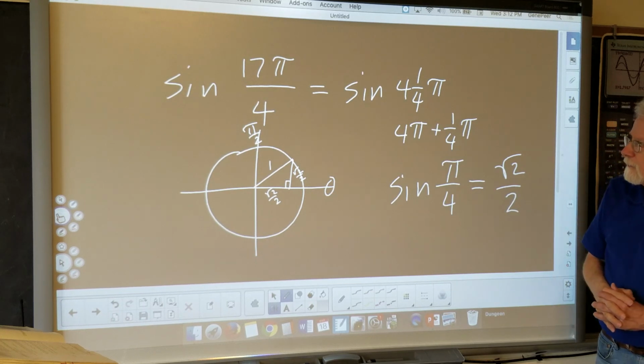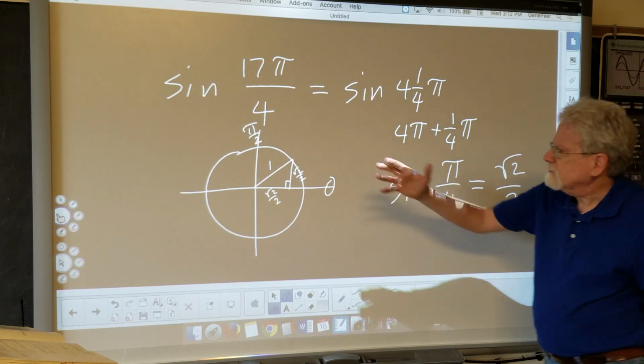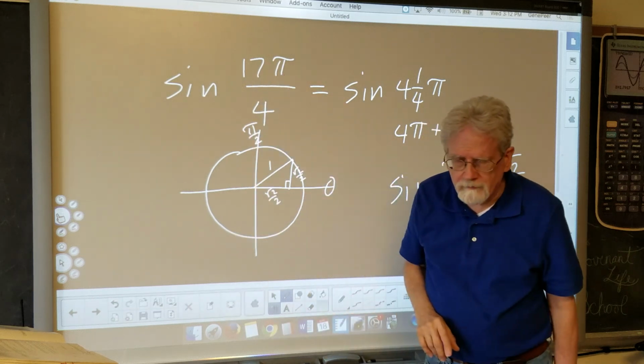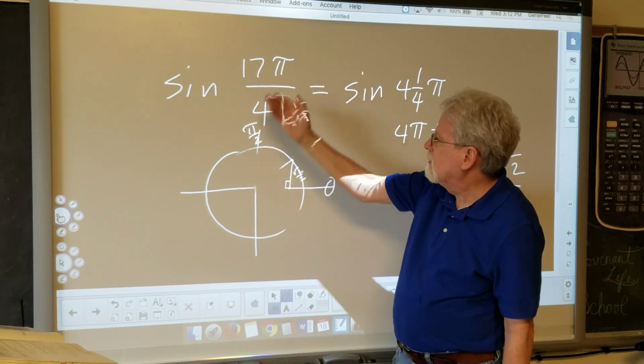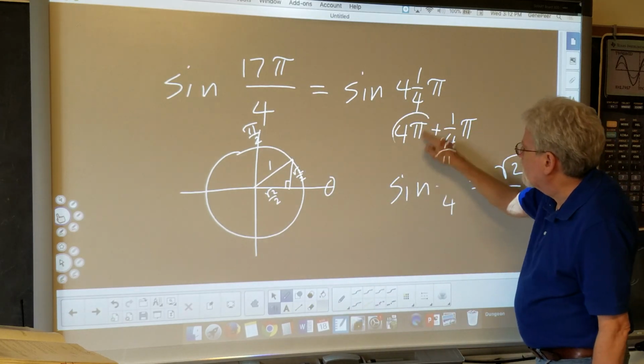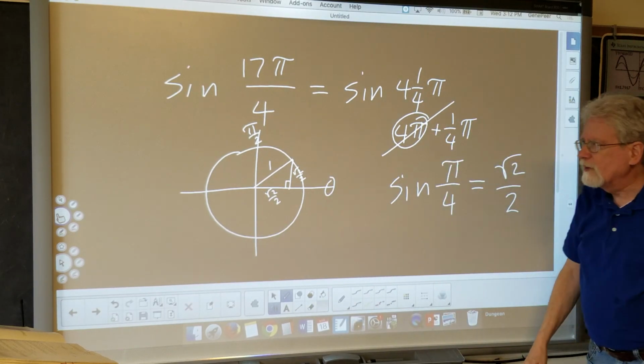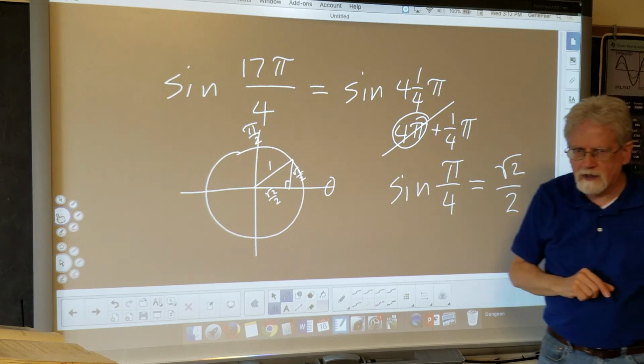That's old stuff. So the point is, given something like this, you can figure out how many multiples of 2 pi are in that and just toss them out. And what are you left with? We're left with 1/4 pi.